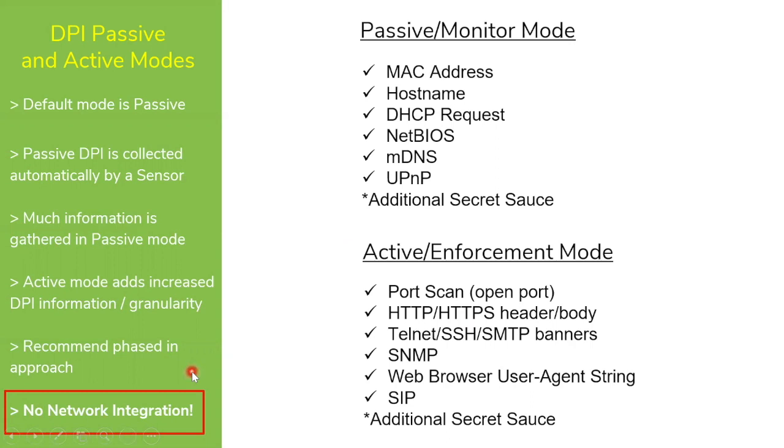Typically what most customers do is they turn it on in passive mode. They identify a bunch of platforms on their network. If they feel they need additional information, they can go to active mode, which will give more granular information. And then optionally, you can enable policy enforcement once you're in active mode. We'll talk more about that in subsequent slides.